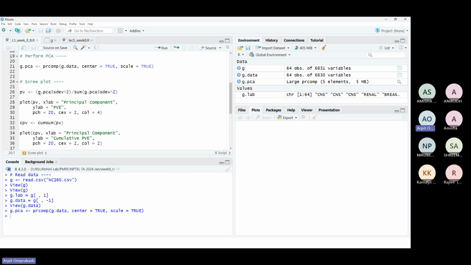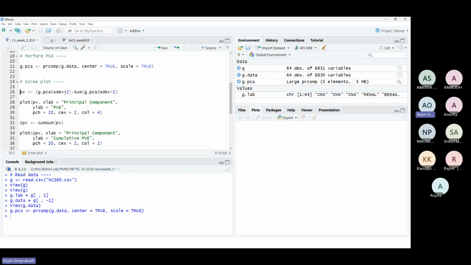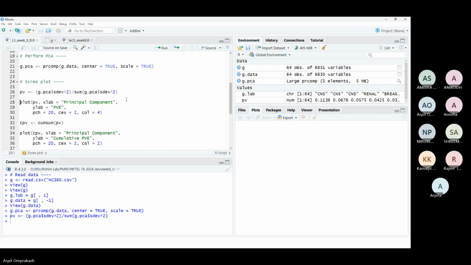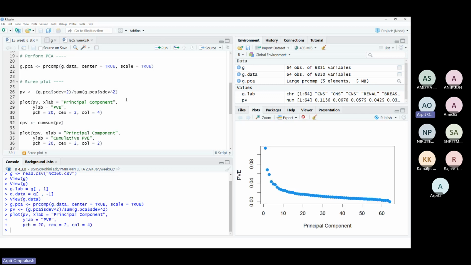So again, we'll do G dot PCA. From that, we get the standard deviation squared, so basically the variance, and then divide it by the sum of the variance of all the different principal components. And then we plot it using the plot function. So plot PV, xlab is the label for the X axis, ylab is the label for the Y axis. This is the kind of point, the size, and the color. Now we do this and we see.